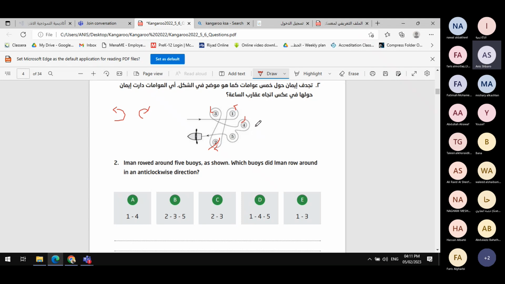Yes, Hassan, what is the answer? It is E, teacher. Yes. So as you can see, 4 also is clockwise, 5 is clockwise, only 1 and 3 are anti-clockwise. So the answer will be E. So in this type of questions, we need to put our finger on the screen and move with the bike. Okay?